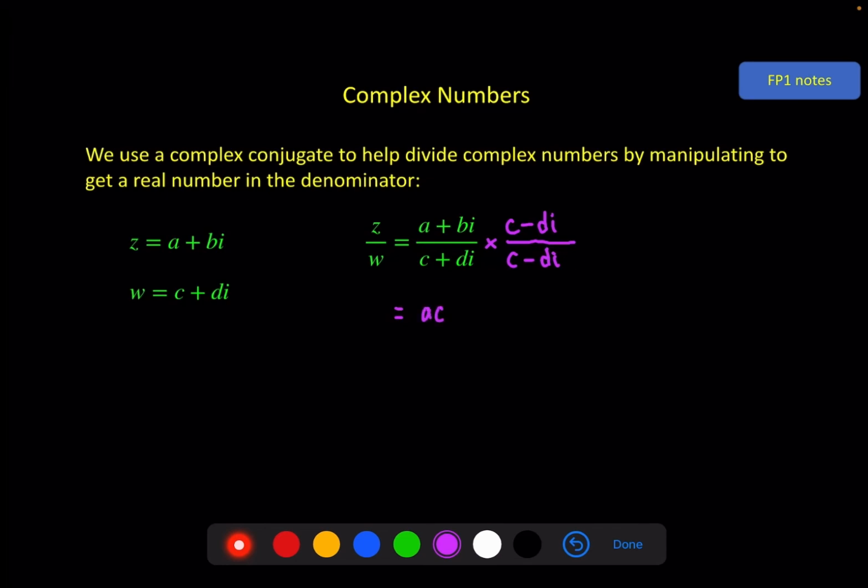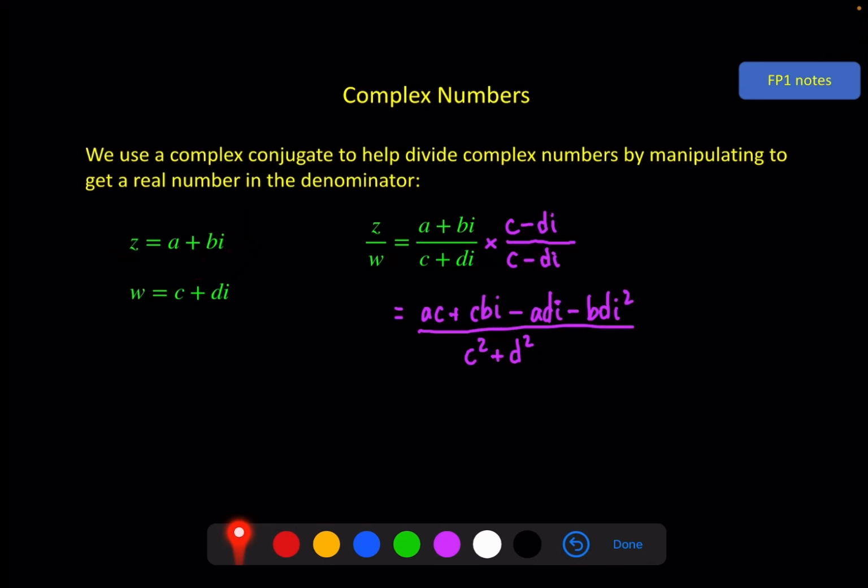We've got AC plus CBi minus ADi minus BDi squared, and I won't bother simplifying that for now, but if you had numbers obviously you would. And on the bottom we're going to have C squared plus CDi minus CDi, which will cancel, that's the whole point. And then we're going to have minus D squared i squared, which will become plus D squared without the i. So you'll simplify the top bit, you'll have a real part and an imaginary part, and then you'll have a real number on the bottom where you can divide your two parts, real and imaginary, on the top by that real number and have it in a form like this.